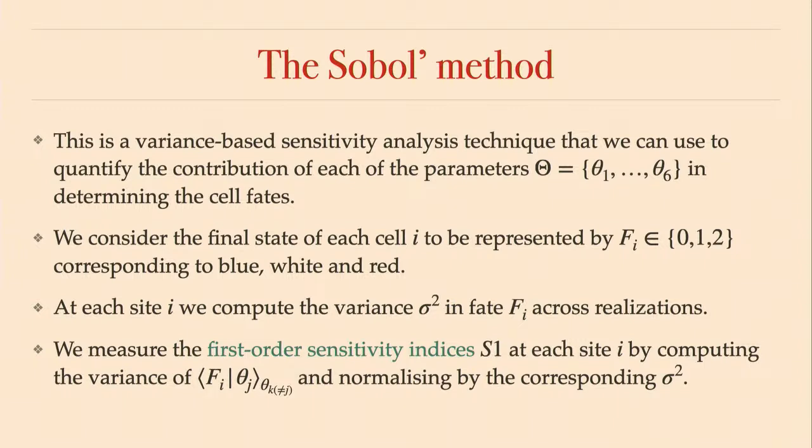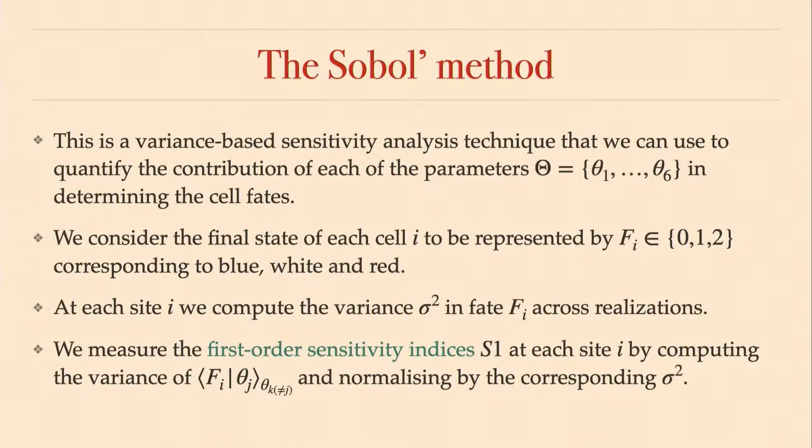Right? And so what we did was we considered the final state of each cell to be represented by some f, which could be just 0, 1, and 2. Let's just, for simplicity, I mean, it would be basically B, W, and R, but we just call it 0, 1, and 2 for simplicity. And at each site I, we first compute the variance in the f of I across realizations, right?